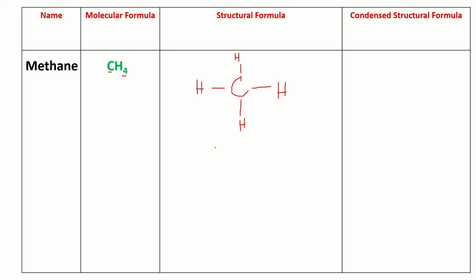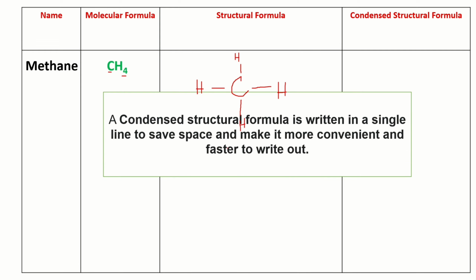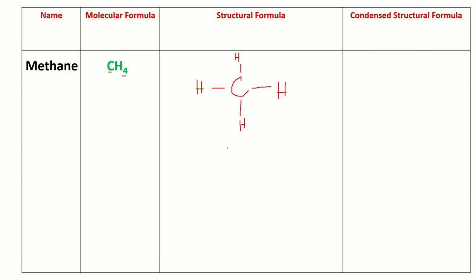Now, for the condensed structural formula, it is written in a single line to save space and make it more convenient and faster to write out. In condensed structural formula, we do not need to draw the bonds. We will just identify the number of carbon atoms and the number of hydrogen atoms. In our structural formula, we only have 1 carbon atom, so we only have 1 C. And how many hydrogen atoms? We got 4. Then write the subscript 4. Okay, this is the condensed structural formula.